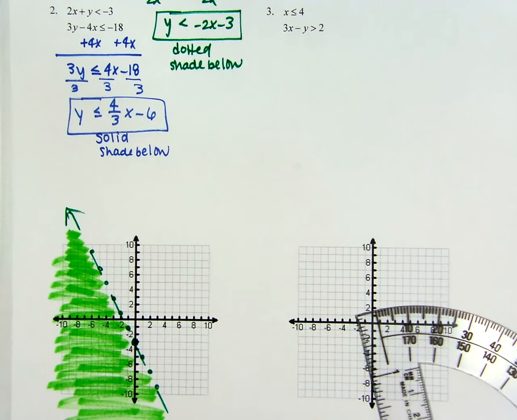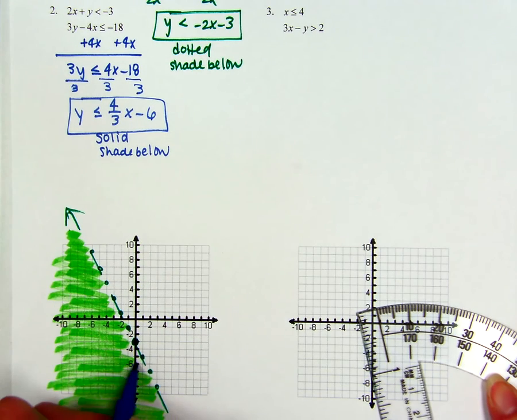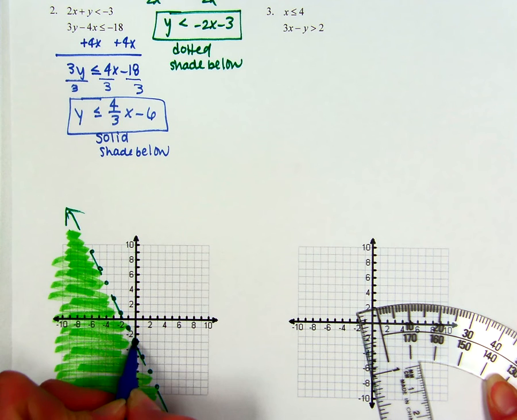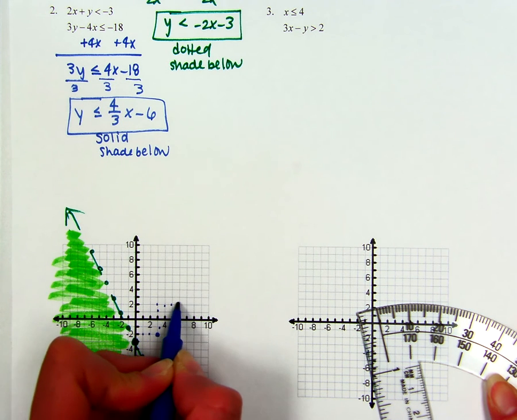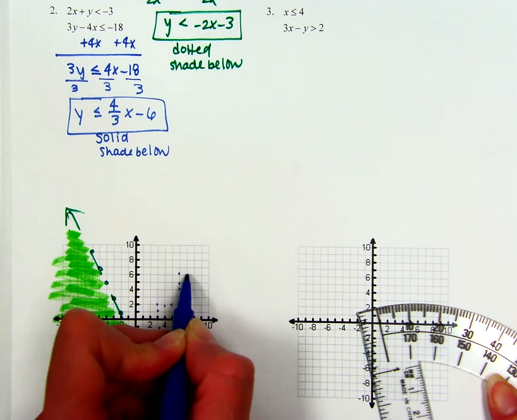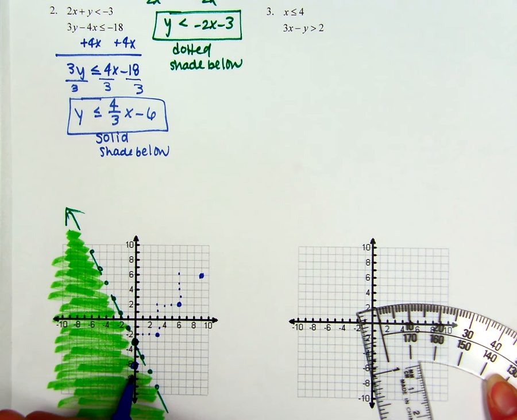All right, and just like anytime you graph, you're going to start with the y-intercept, so -6. I'm going to go up 1, 2, 3, 4, and 3 to the right. Again, up 4 and 3 to the right. And then I'll go in the other direction, down 4 and 3 to the left.